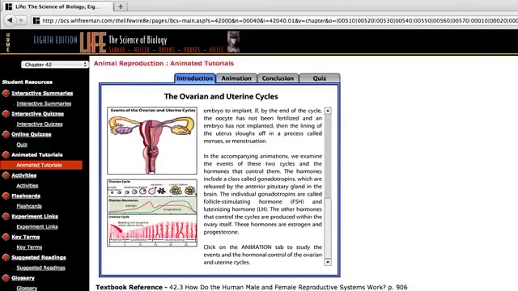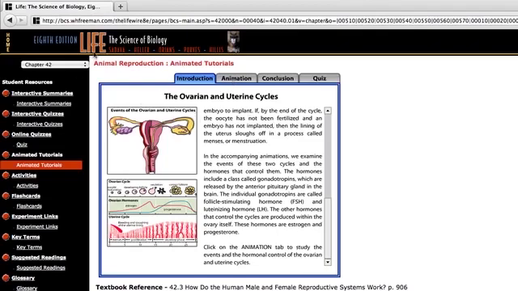Hello, everybody. Today we're going to talk about animal reproduction, specifically mammals, basically human beings. This animation is an excellent video that actually shows you how the female menstrual cycle is regulated hormonally and physiologically.